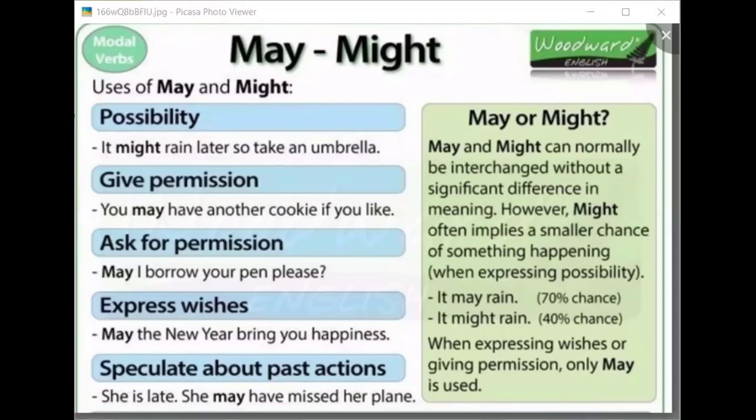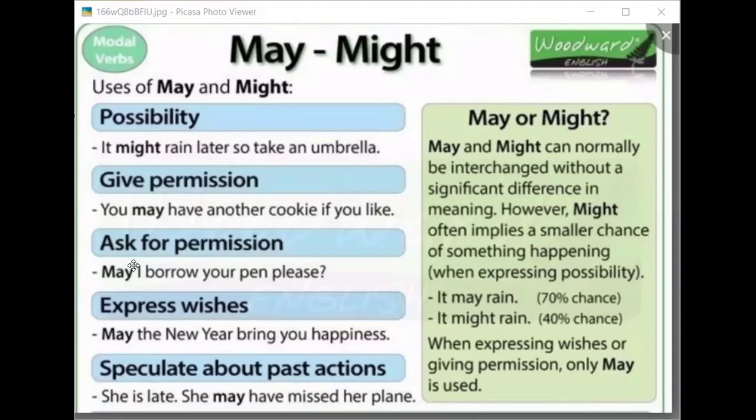Yes, sir. May or might. Uses of may and might. Possibility. It might rain later, so take an umbrella. Give permission. You may have another cookie if you like. Okay, now read this one also. Ask for permission. May I borrow your pen, please? Express wishes. May the new year bring you happiness.